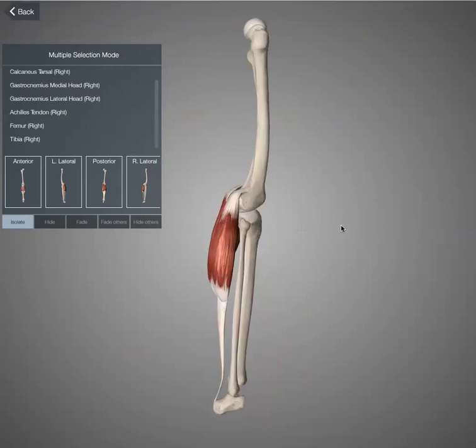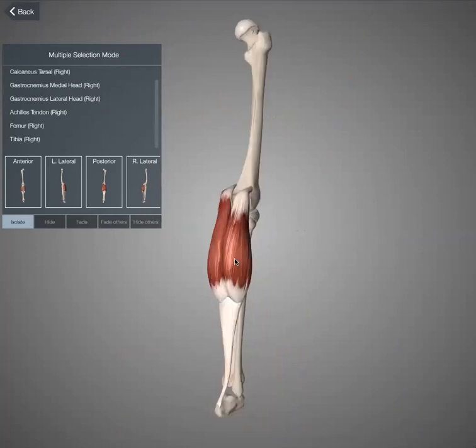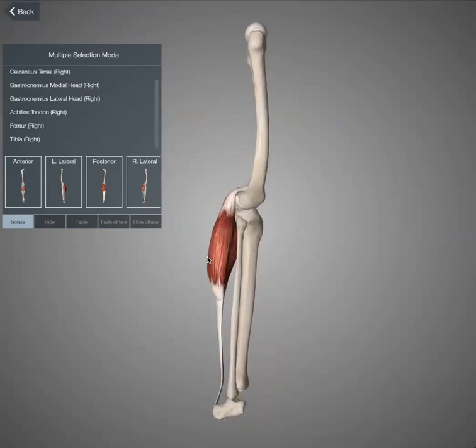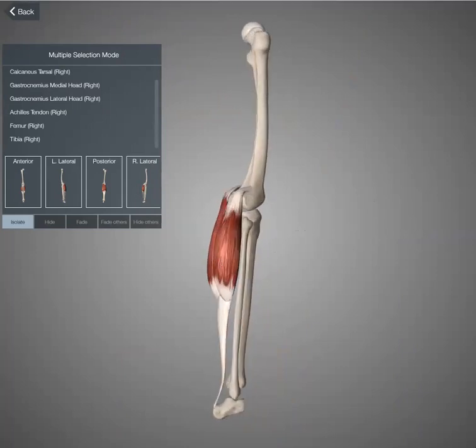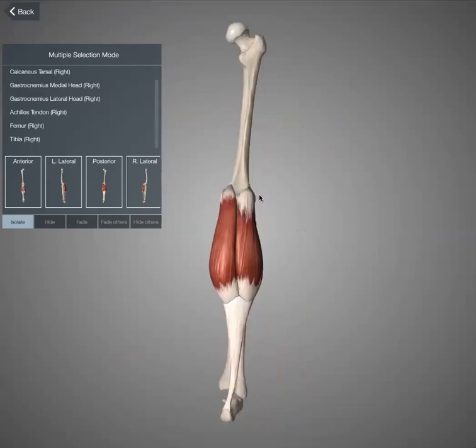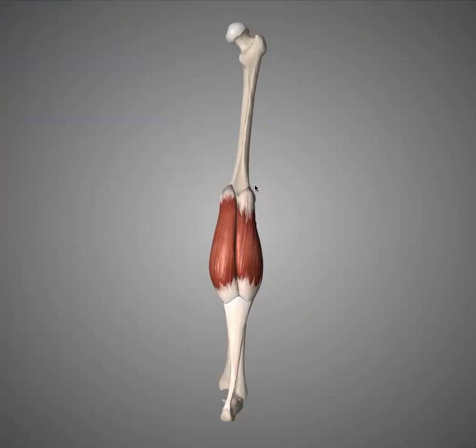The gastrocnemius is the most superficial, since it's found on the posterior leg, has a medial and lateral head, and forms the characteristic calf shape here. The attachment is that the lateral head originates from the lateral femoral condyle. This is lateral. The medial originates from the medial femoral condyle. The 2 heads combine to form a single muscle belly.